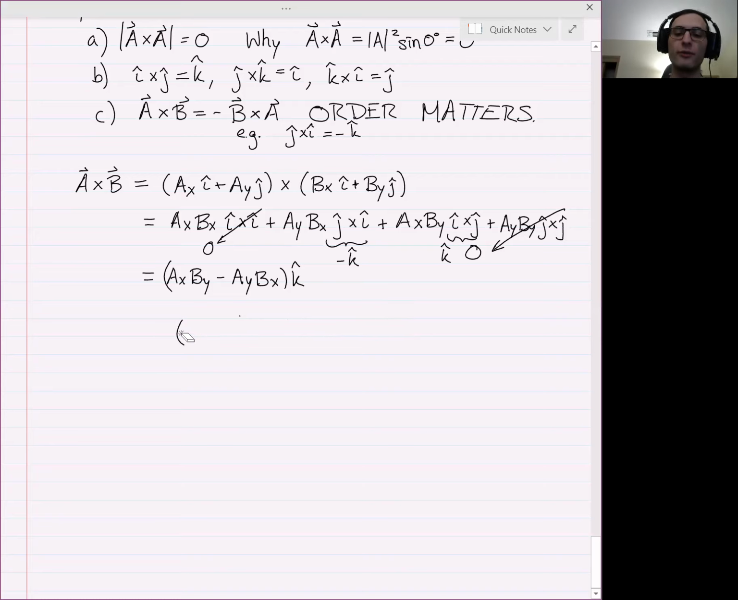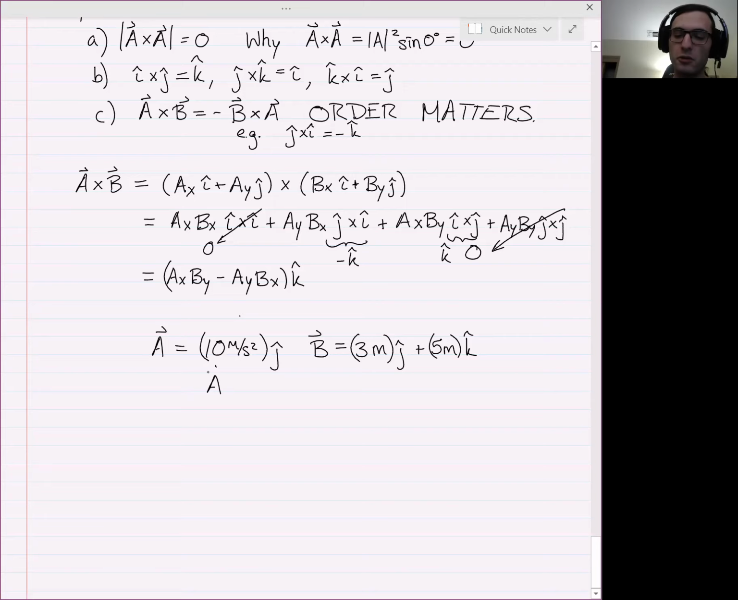So let's say the vector A is, I don't know, 10 meters per second squared in the j hat direction, and the vector B is, I don't know, 3 meters in the j hat direction plus 5 meters in the k hat direction. Well, you could just take the dot product of these things and you would get 30 meters squared per second squared, and then j dot j is 1, so those terms vanish, and then j dot k is 0.